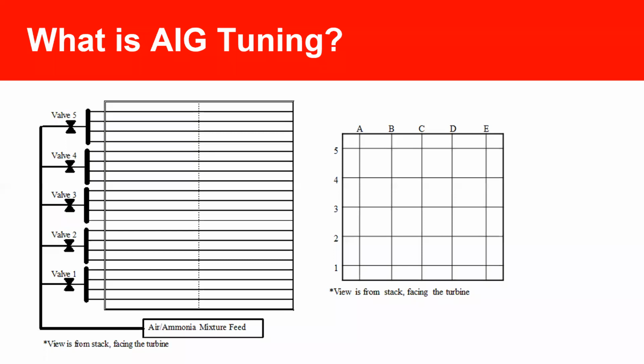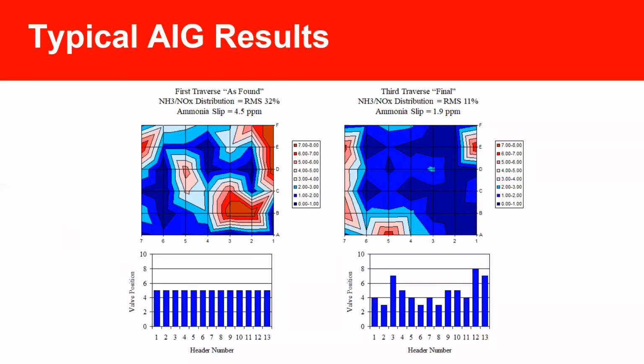Let's take a look at what one of these traverse tests looks like. Here I'm showing a 35-40 point traverse of ammonia. And this is what they look like.